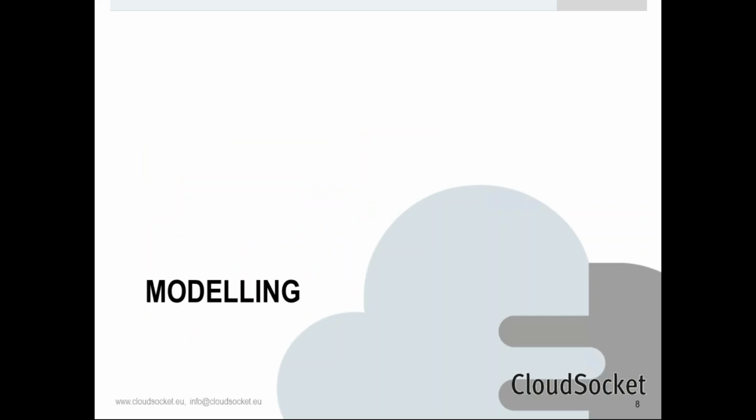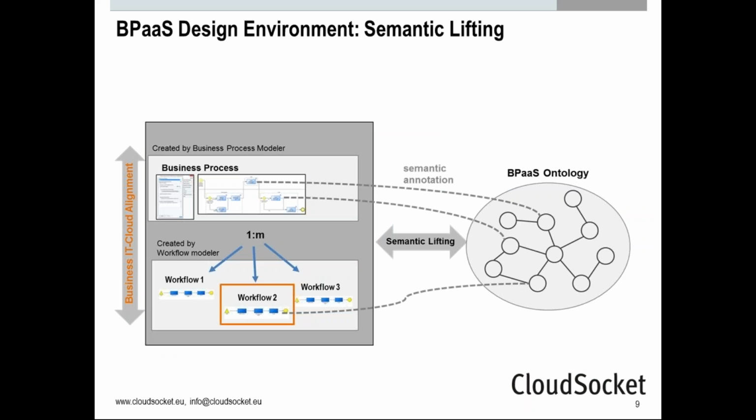Now, the first focus is how can we do this modeling? So a main idea is that on the one hand side, we have the models in a graphical way. So we model the business processes, we model the workflows, and there can be one or more workflows that can be used to realize the business processes. So this is a graphical way.